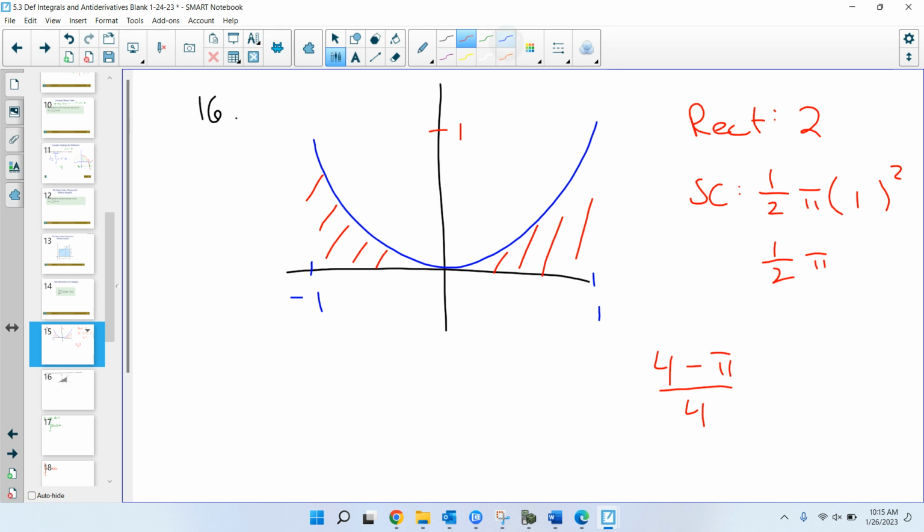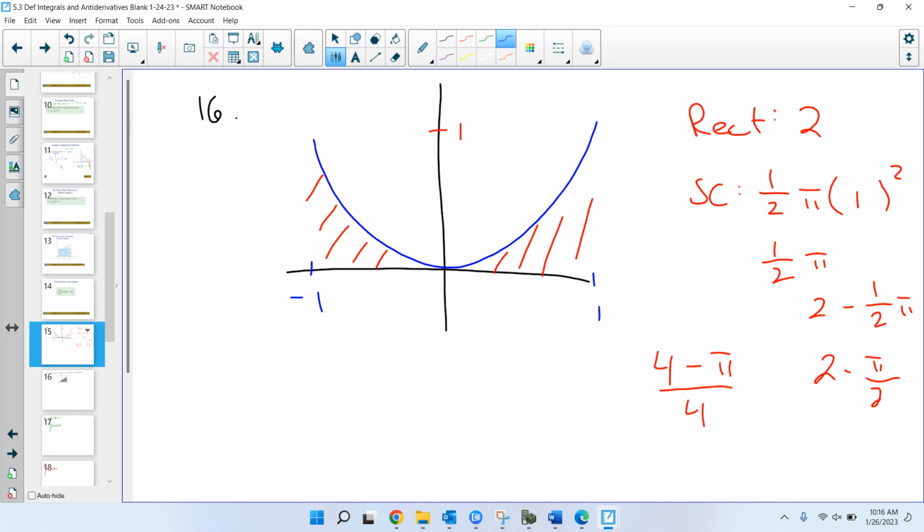Oh, wait. We have what? 2 minus... We have 2 minus pi over 2. That's 4 minus pi all over 2, isn't it? Not 4 minus pi over 4. You guys agree? Common denominators, 2. That'd be 4 over 2. 4 minus pi all over 2. Is that what you guys got?